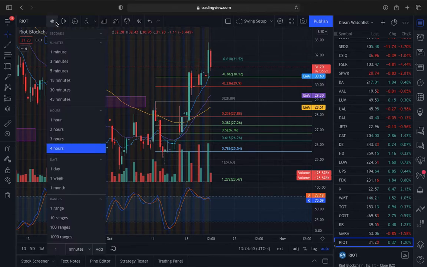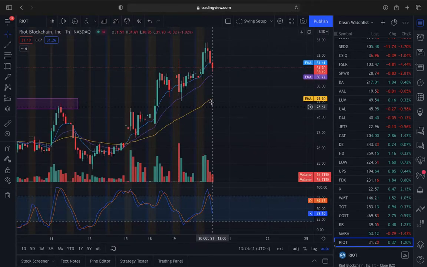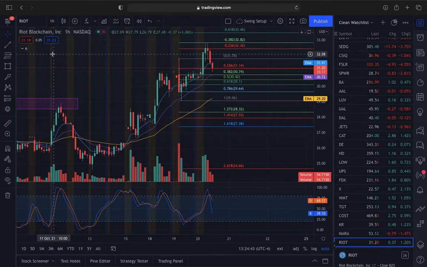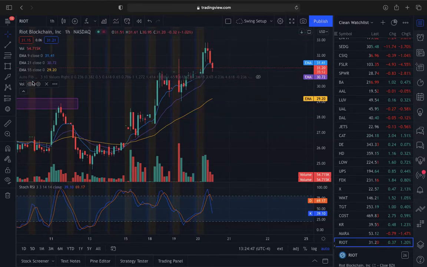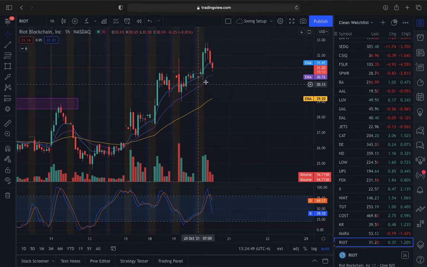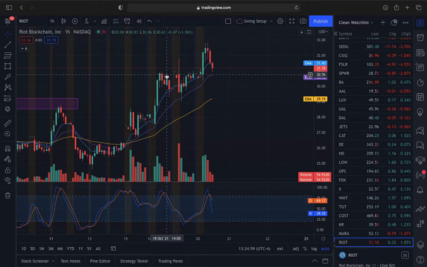But let me break it down to you on the hourly as well. So now we're looking at yesterday here on the hourly, and let me hide my fib levels because these are now irrelevant for Riot, as they have changed since we entered. So if you look right here on Tuesday morning, we actually get a gap up in price, okay? Price bull flagged right here for Riot for the second half of the trading day.